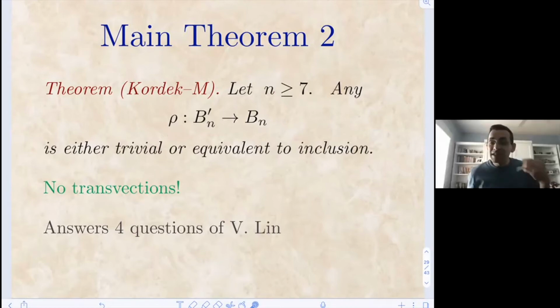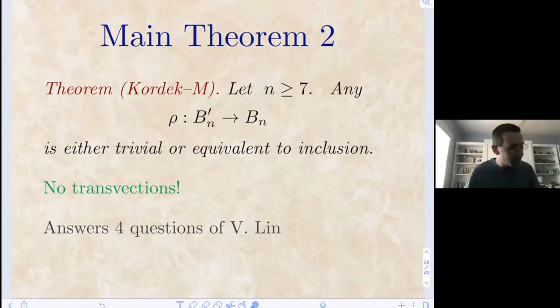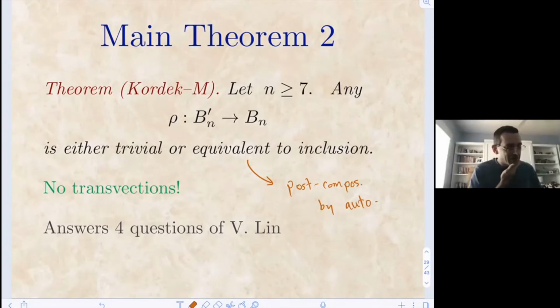Okay, now there are no cyclic homomorphisms here because Bn prime is perfect, so it does not map into an abelian group. So here, there are no transvections. So equivalent here just means post-composition by an automorphism. Yeah, no transvections. This answers some questions of Vladimir Lin. They were all kind of the same question, just different stages. He asked about what are all automorphisms of Bn prime and what are all injective homomorphisms. But anyway, we classified all the homomorphisms.